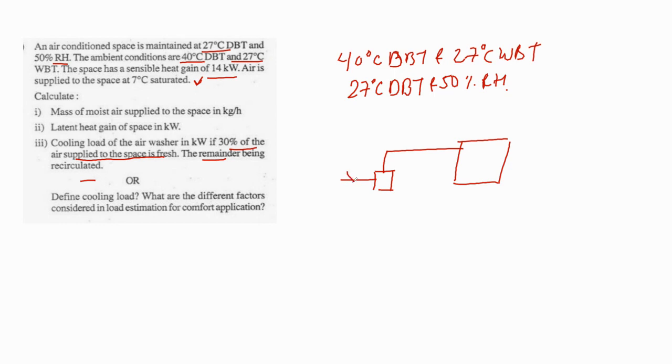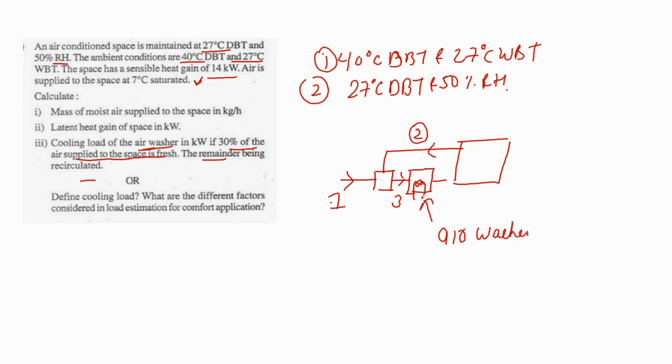Okay, so this is point 1, corresponding to this point. And this is point 2, corresponding to this point. So these are mixed, and they come out at point 3, and they pass to an air washer. Usually what we studied previously, there is a coil. But in this case we have an air washer. Now the air, after passing through this air washer, comes out at point 4, and then it's supplied to a room. Okay, so now how does this process look on the psychrometric chart.